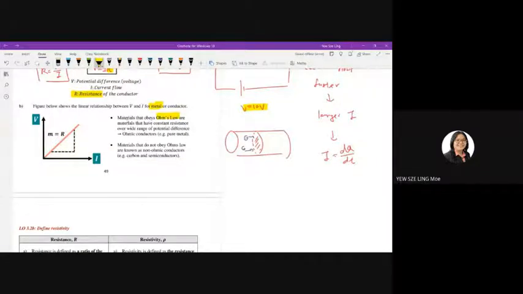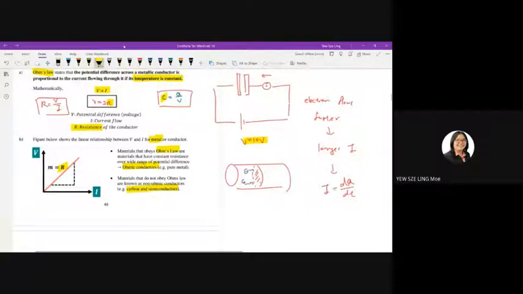Materials that obey Ohm's law are materials that have a constant resistance over a wide range of potential difference, for example an ohmic conductor, which is a pure metal. Conductors that do not obey Ohm's law are known as non-ohmic conductors. They are still conductors, but non-ohmic, for example carbon, a semiconductor, or a superconductor and so on. And for V against I, the gradient will give you R.